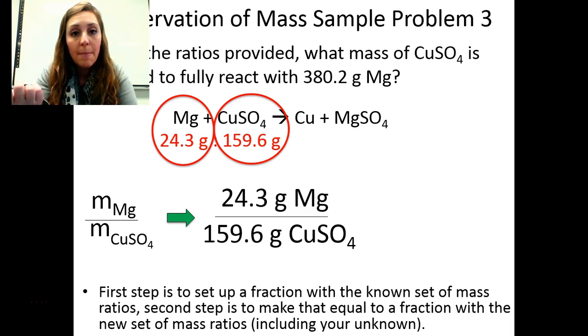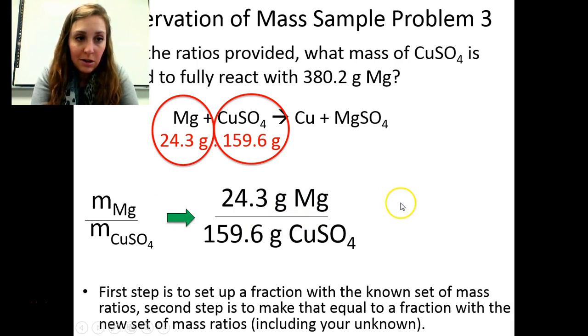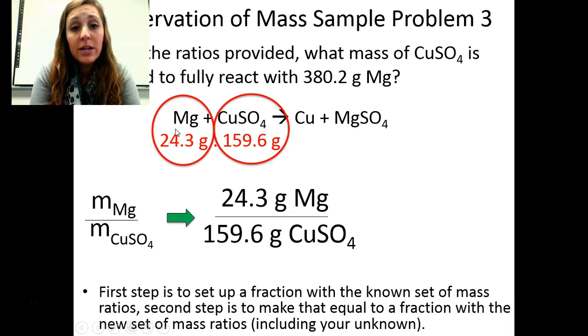So if you had put copper(II) sulfate on the top here, this fraction would be flipped and my later fraction would be flipped as well. But this is just how I'm using it. I like to keep magnesium first because it's the first thing listed in my chemical equation, and that just works better for my brain. All right, so I've done my first step. I've set up a fraction with the known set of mass ratios, and my second step is to make that equal to a fraction that has a new set of mass ratios, so including your unknown.